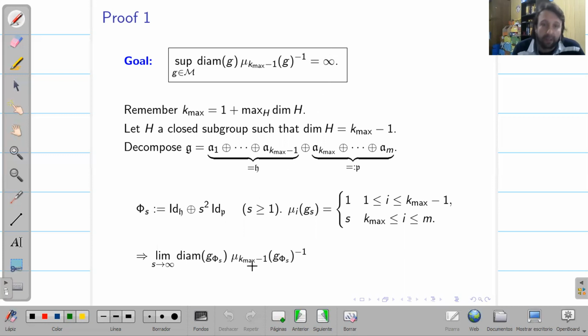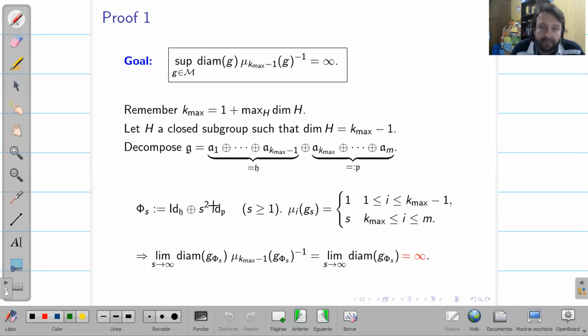And now that we want to prove that this limit is infinity, note that this is equal to 1, right? According to this, this is 1. Yes, of course, because the k max minus 1 eigenvalue is just 1, right? Because it has exactly k max minus 1. Well, this is 1, right? And I have to explain why this goes to infinity. And let me give you an idea, okay?